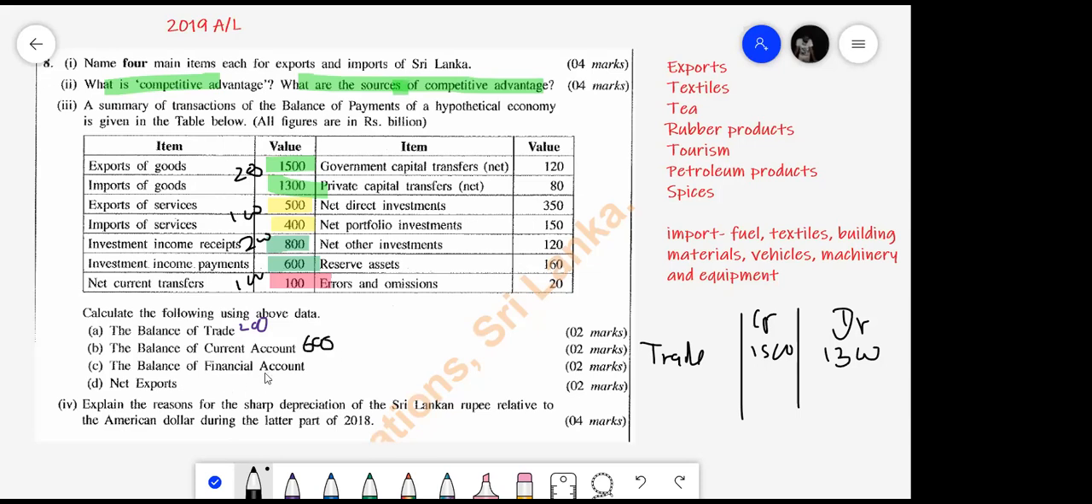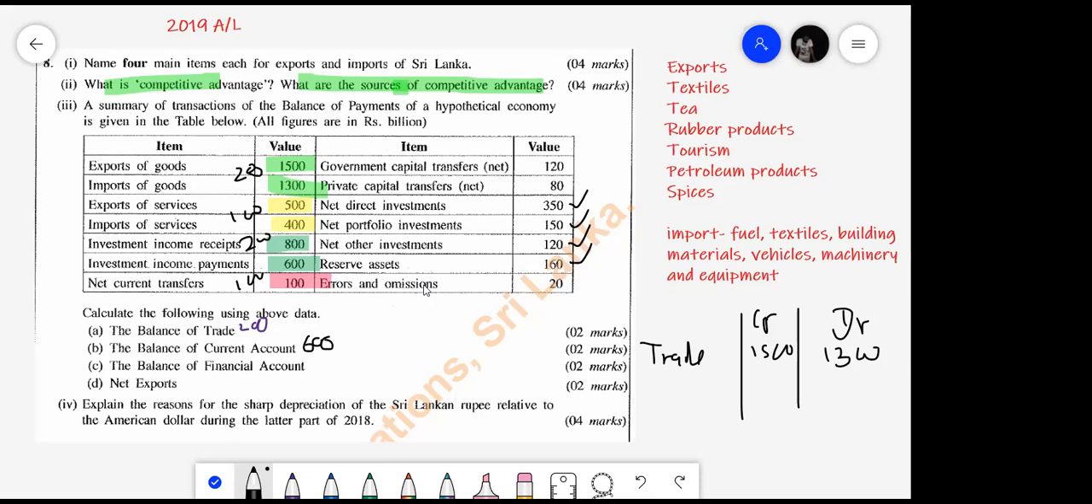Then financial account. So what does the financial account have? Net direct investments, that is foreign direct investments, portfolio investments, other net investments, reserve assets. You can take this. Guys, can you all check in the answer if they have taken errors and omissions? If I'm not mistaken, you don't have to take errors and omissions. That will come to the overall balance. Errors and omissions not taken, right? Have they taken it in the answer? You can take it also, but I'm guessing they would not have taken it.